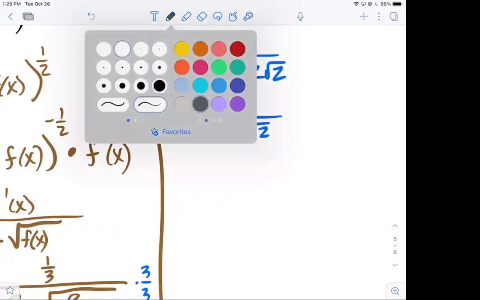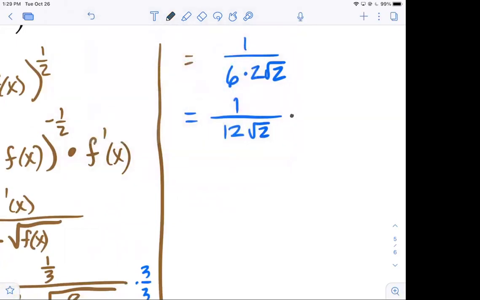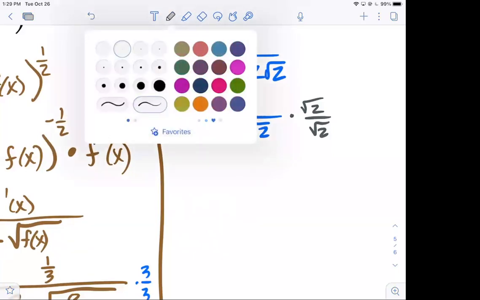How about gray? Square root of 2 over the square root of 2. I like light gray. Let's try light gray for the final answer here. Can you see light gray? No, it's too light. No. How about, I don't know. I get distracted by colors.